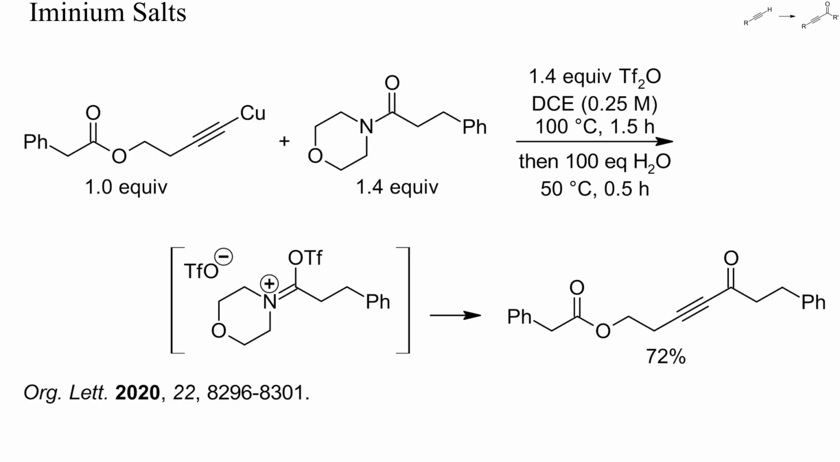Amides can be converted into more reactive acylating reagents by alkylation or sulfonylation at oxygen. Here, an amide was activated with triflic anhydride and then treated with an isolated copper acetylide. An acceptable yield of enone resulted.